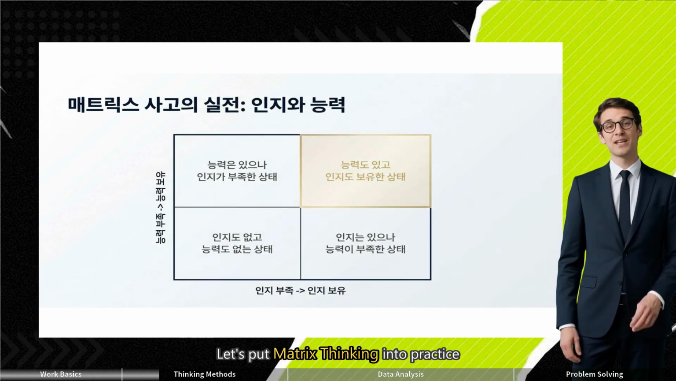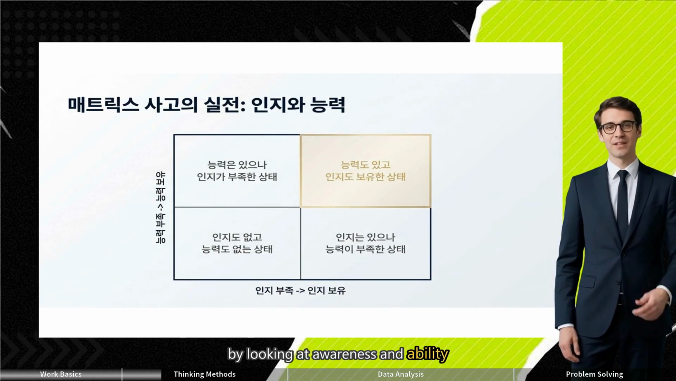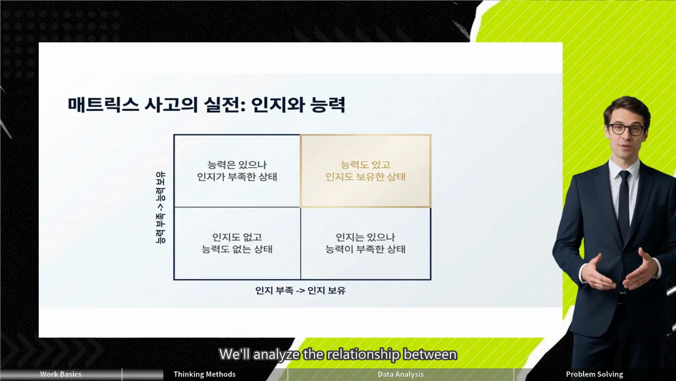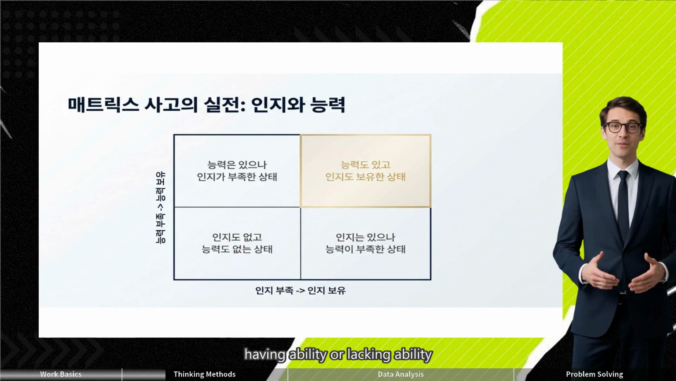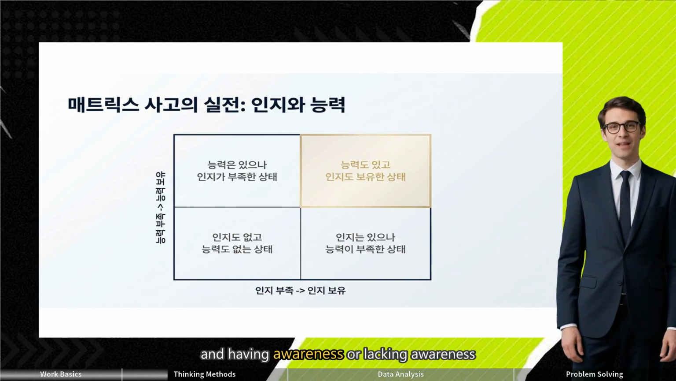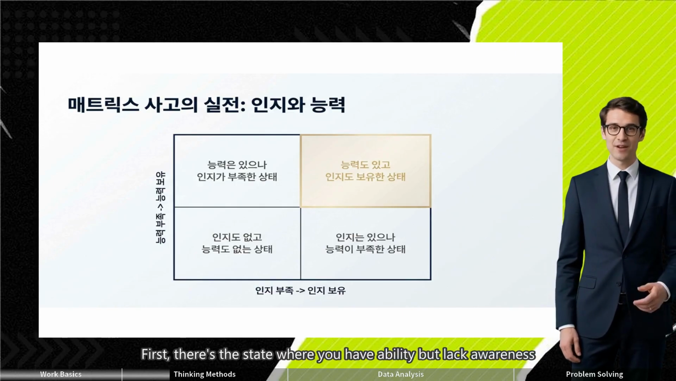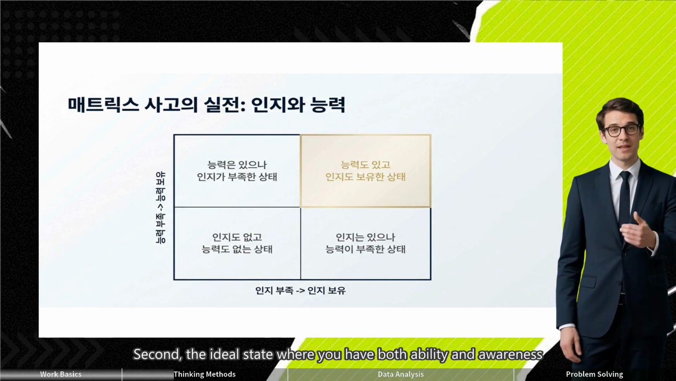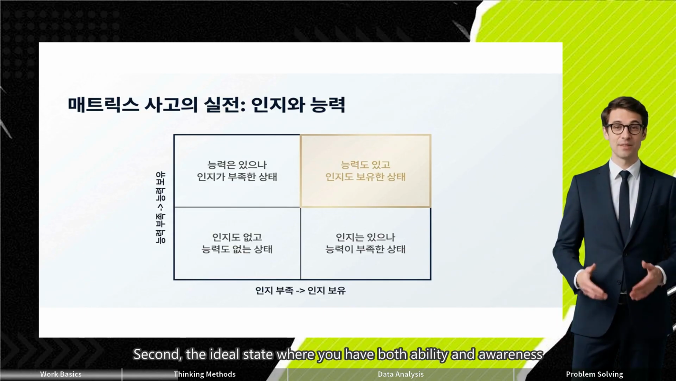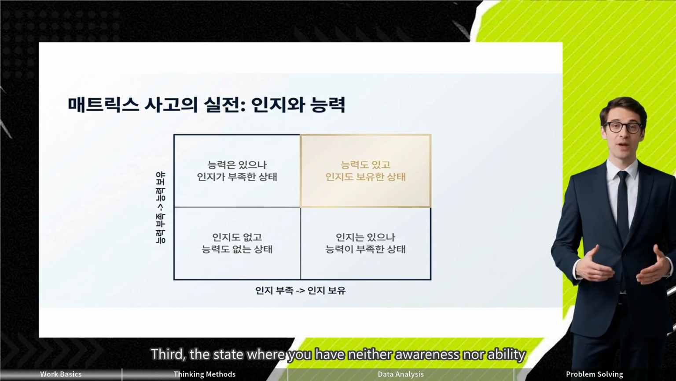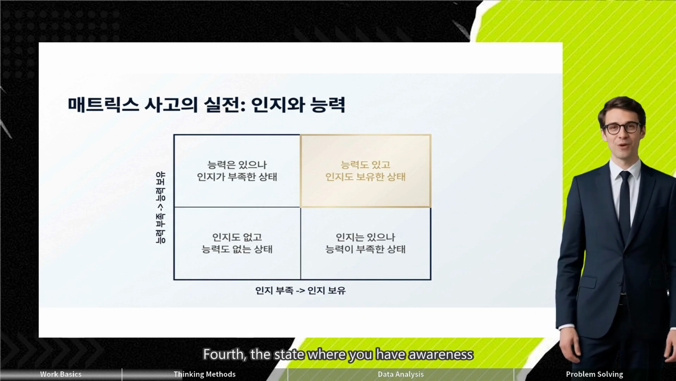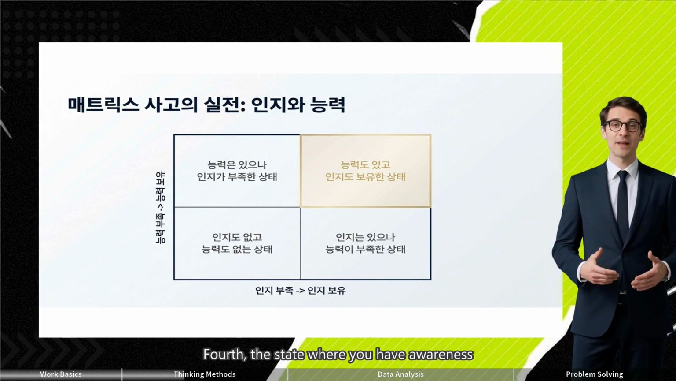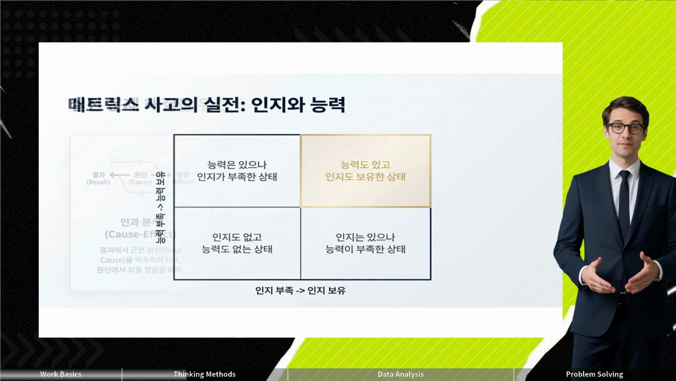Let's put matrix thinking into practice by looking at awareness and ability. We'll analyze the relationship between having ability or lacking ability and having awareness or lacking awareness. First, there's the state where you have ability but lack awareness. Second, the ideal state where you have both ability and awareness. Third, the state where you have neither awareness nor ability. Fourth, the state where you have awareness but lack the necessary ability.